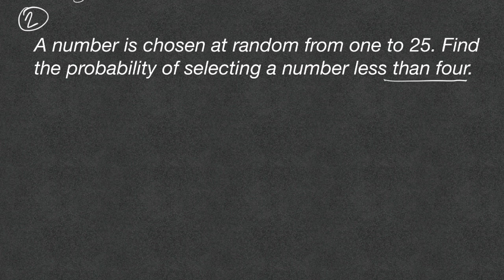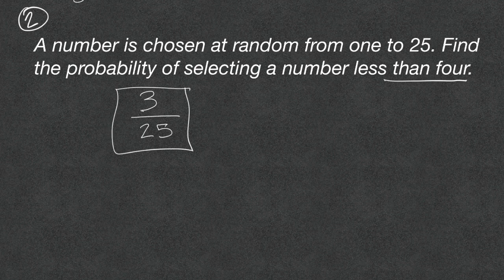What numbers? How many numbers are less than 4 out of 25? Well, there are 3 numbers that are less than 4. That doesn't include 4. And what are the total possibilities? There are 25 numbers. So that's 3 in 25, the probability or chance that we can select a number less than 4. Okay, let's try one more on this page and then move on.